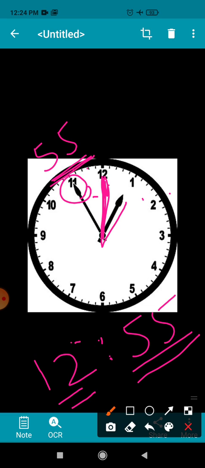Now, in this picture, the big hand is on 11. So it will not be read as 1. It will be read as 12:55. Children, I hope you all have understood how we can read time. So please do practice reading time on a clock.